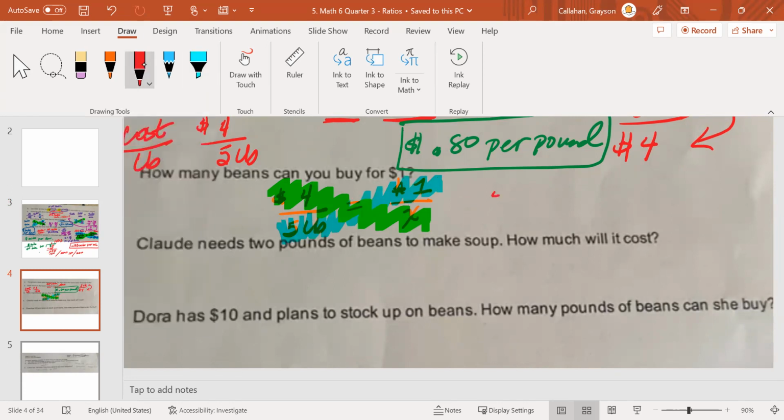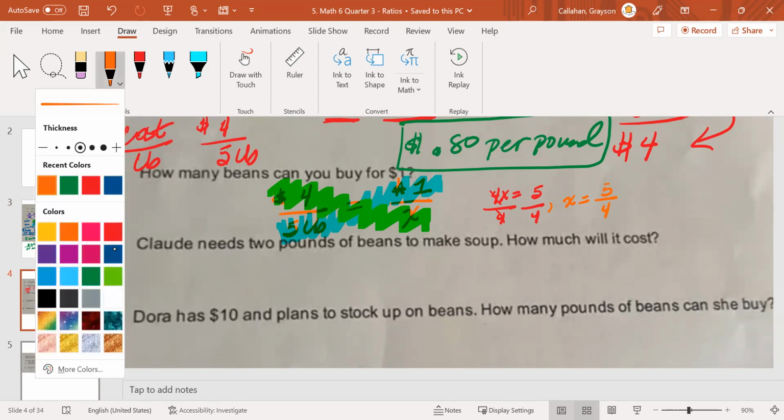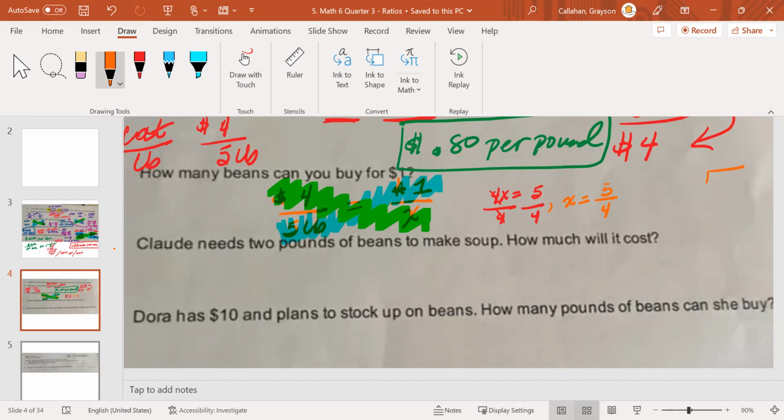So 4 times X is 4X. 5 times 1 is 5. Divided by 4 like this. That part cancels. X is equal to 5 over 4, right? But you have to divide it. And let's try to do this over here on the side. So 5 goes inside, 4 goes on the outside. 4 goes into 5. The inside number is big enough.